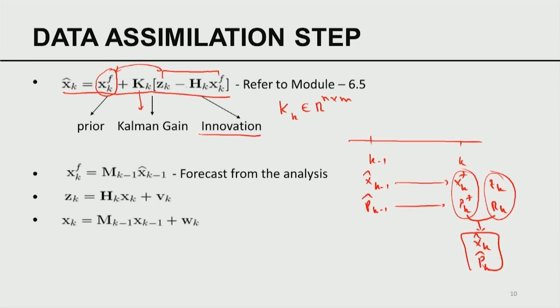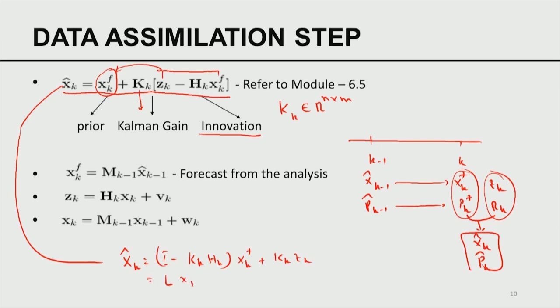Now I need to estimate. So this is the estimator. This is the structure of the estimator. What is there? It's the linear structure. Why is this the linear structure? xk hat is equal to (I minus Kk Hk) xkf plus Kk zk. Do you remember? This looks like L times xkf plus K times zk. So L is a matrix, K is a matrix. In this particular case, K is Kk, L is I minus Kk Hk. So why am I bringing this? This is linear. So the estimator is a linear structure.